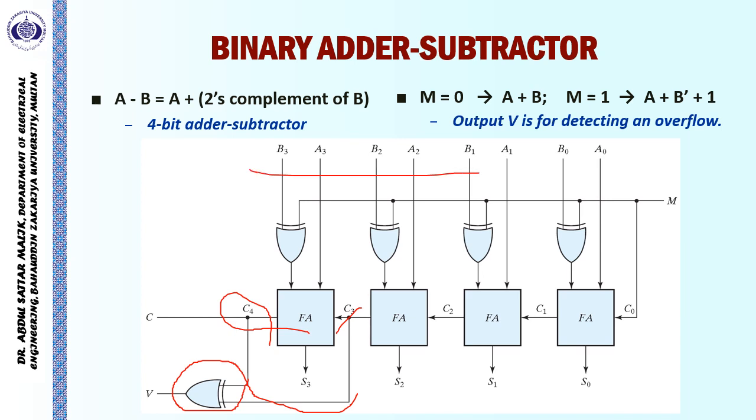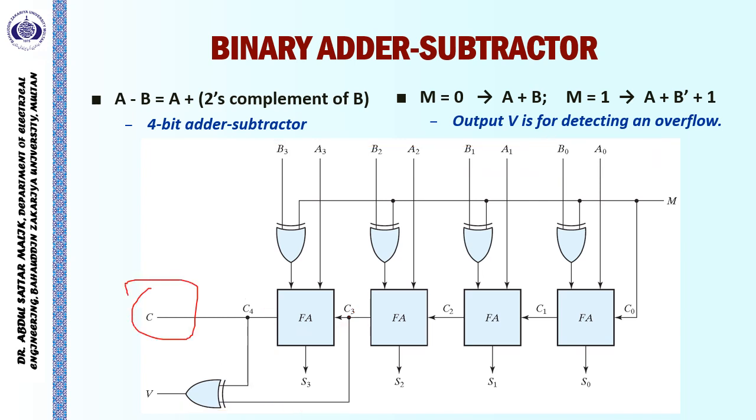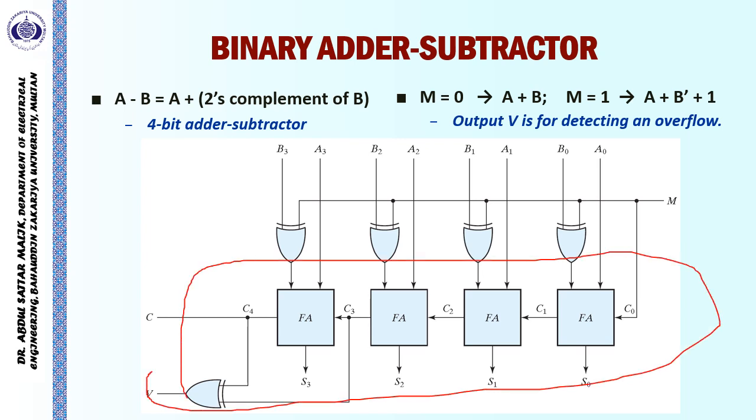If the two numbers are treated as unsigned numbers, then whether the result is within the range or out of range will be indicated by the simple carry bit. So the simple carry bit indicates whether the result of addition of two unsigned numbers is within the range or not, and this overflow bit indicates whether the result of addition or subtraction of two signed numbers is within the range or not.